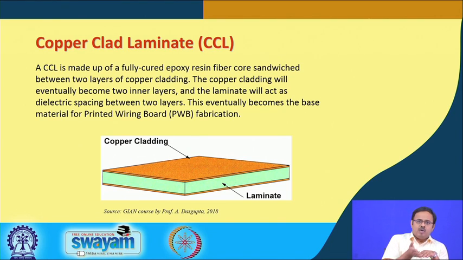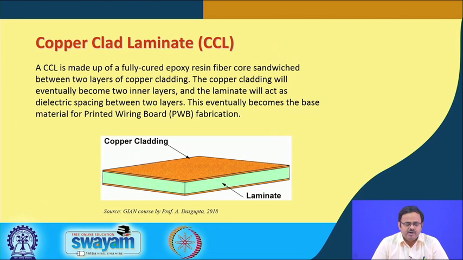And then we talked about copper in the last slide. So, a copper clad laminate is what? As shown in the picture, it is a laminate with a copper sheet on either side. So, copper clad laminate or CCL is made up of a fully cured epoxy resin fiber core, that is the laminate we talked about, sandwiched between two layers of copper cladding.